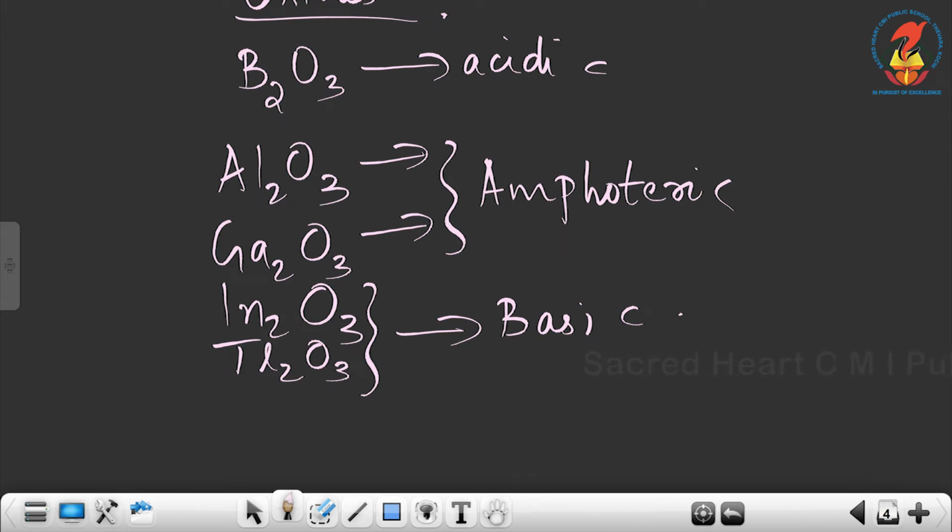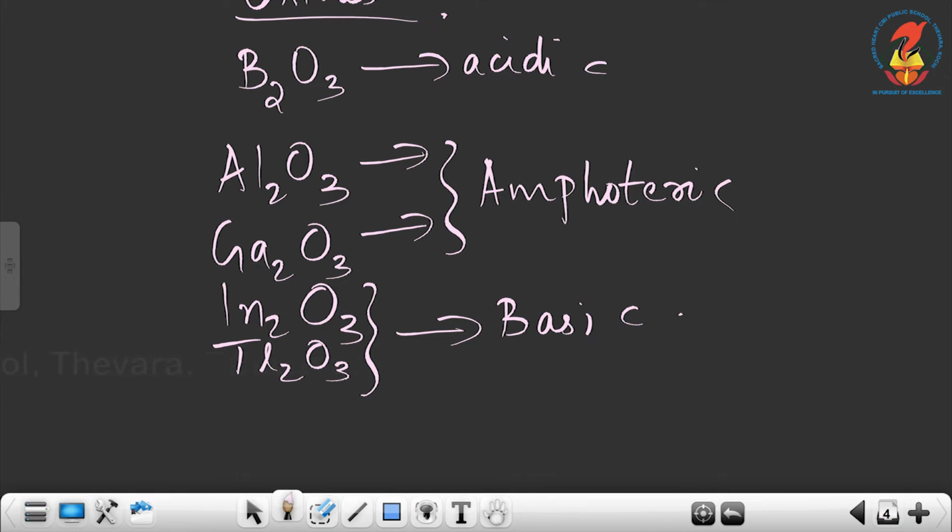Now the next question, write reactions to justify the amphoteric nature of aluminium. We discussed that aluminum oxide and gallium oxide are amphoteric in nature. So amphoteric means they can react with acid or base. When they react with acid, they act like a base. When they react with base, they act like an acid.